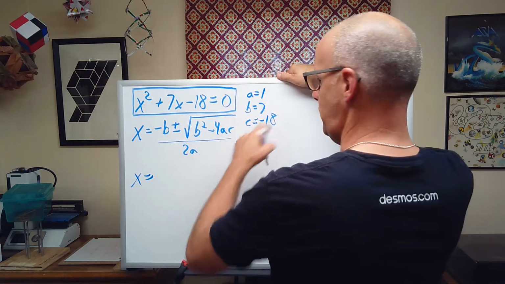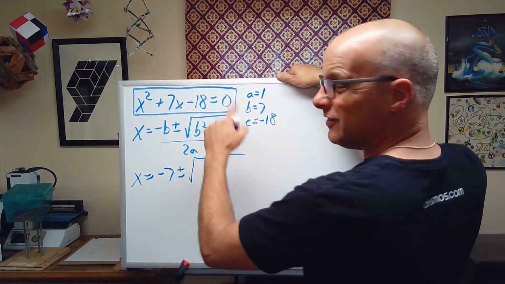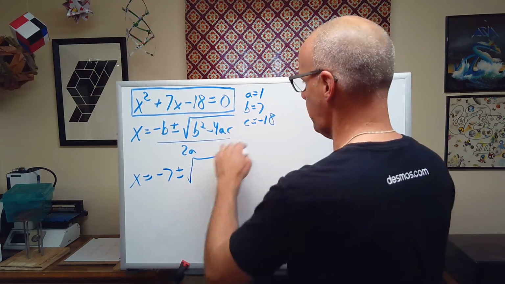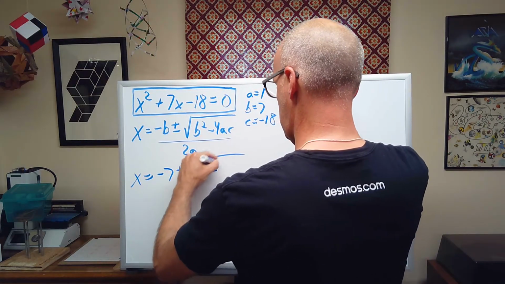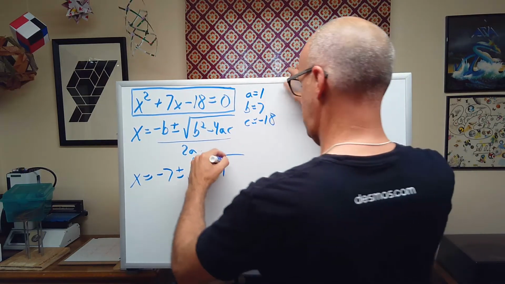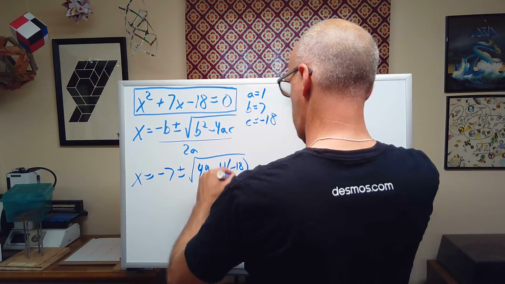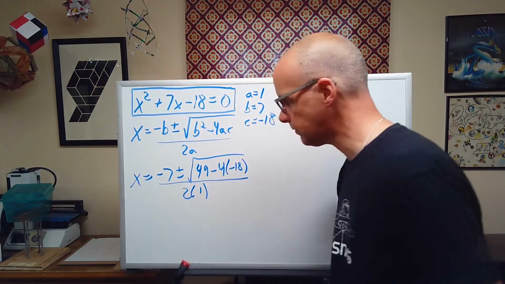So we've got negative b, which will be negative 7. And then I'm going to simplify a little bit as we go here, all right? So when we square this b value, that'll be 49. And then 4ac means 4 multiplied by a multiplied by c, that's negative 18, all over 2a. All right?